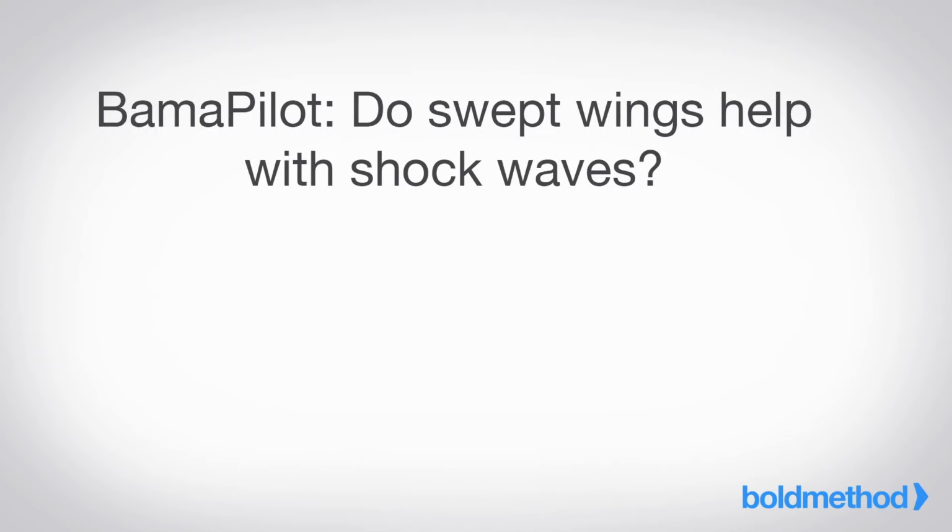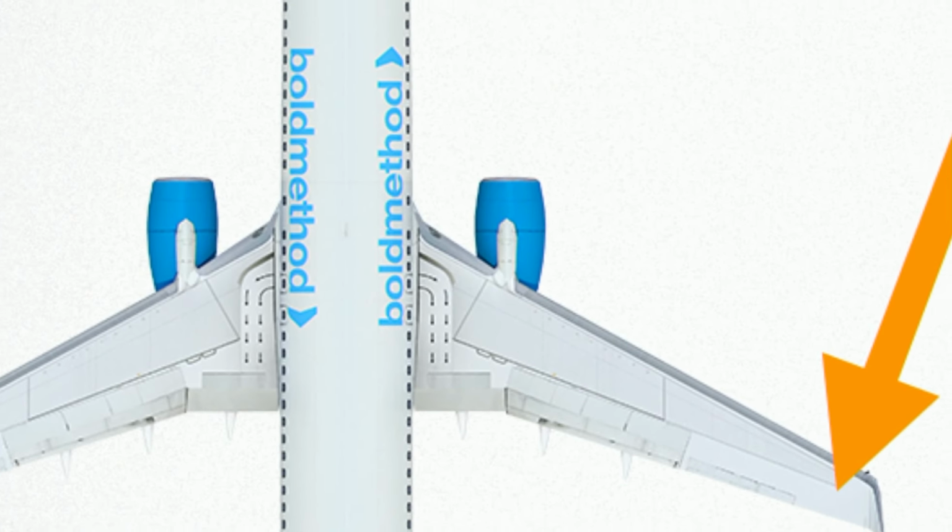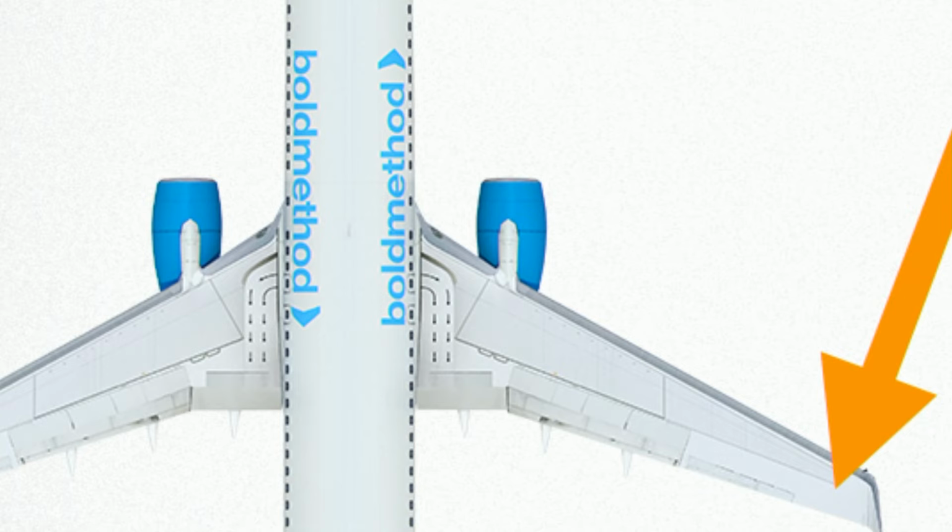Okay, next up, Bama Pilot wants to know, do these swept wings help reduce the shock waves? Okay, great question. So let's take a look at the swept wing. We're going to zoom in on this one here and pull it over. That should work. So what we've done on a swept wing is essentially we've changed the direction of the airfoil.